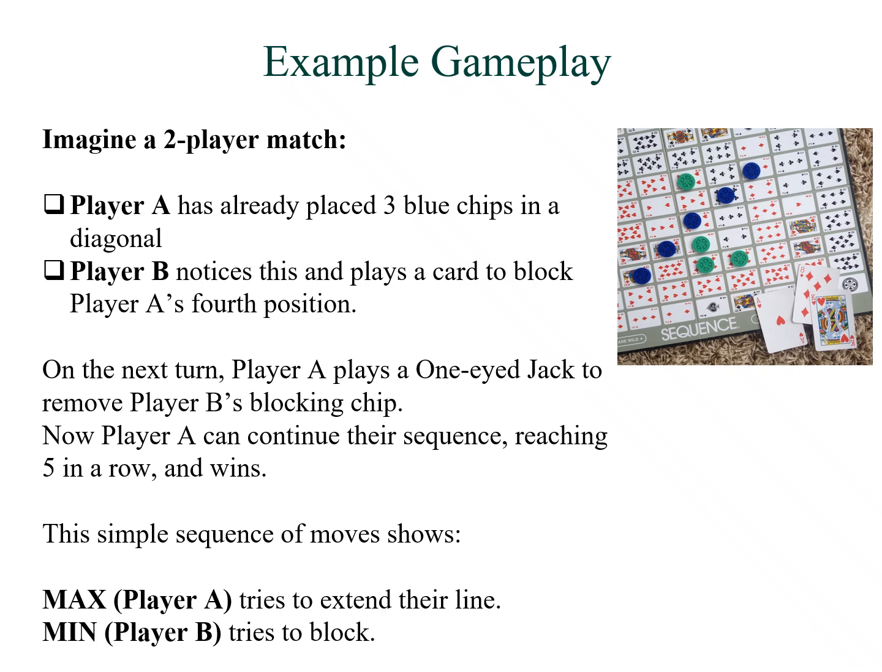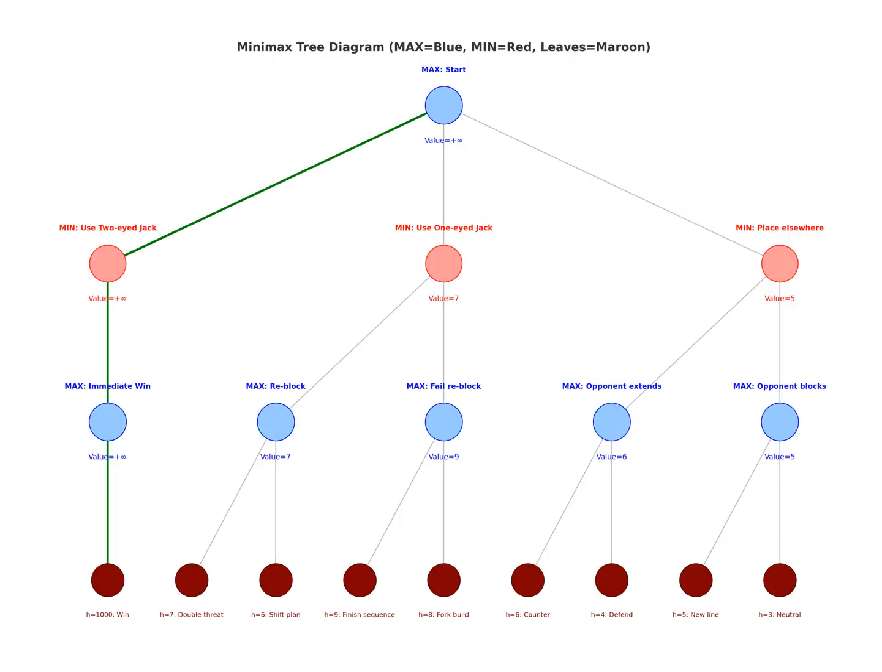This demonstrates how minimax works. Max, player A, tries to extend their lines, min tries to block, and special cards like jacks dramatically change the state of the game. And here is the minimax tree diagram of all the possibilities of blocking for the max and min players.